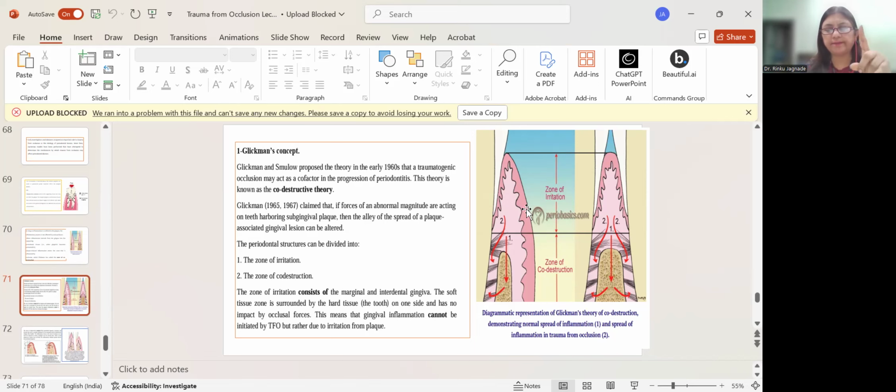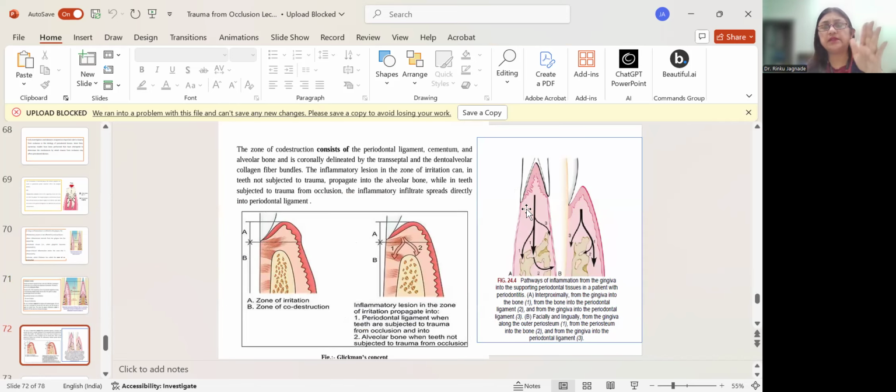Okay. Now, when the gingivitis proceeds to periodontitis, he said there is a second zone which is known as zone of co-destruction. And this zone of co-destruction consists of periodontal ligament, cementum, alveolar bone, and it is coronally delineated by transseptal and endoalveolar collagen fiber bundles. The inflammatory lesion in the zone of irritation can, in teeth not subjected to trauma, propagate to the alveolar bone.